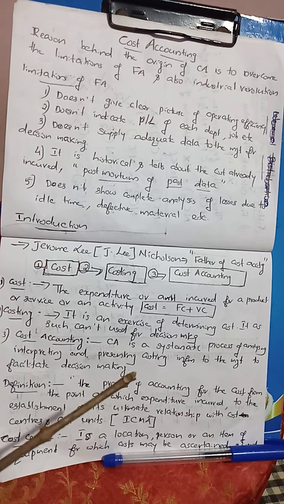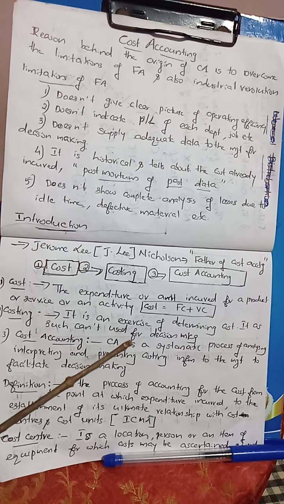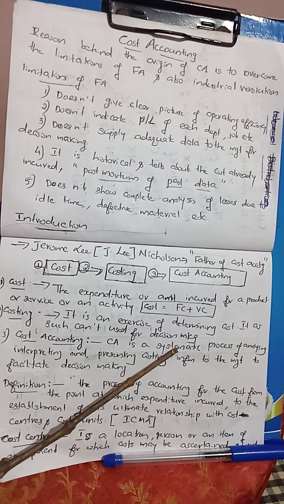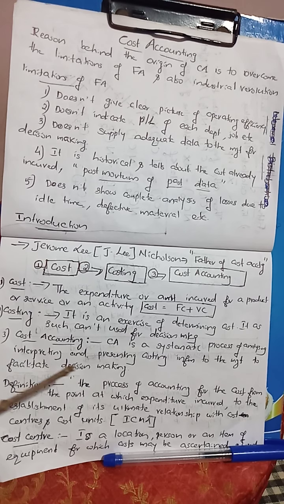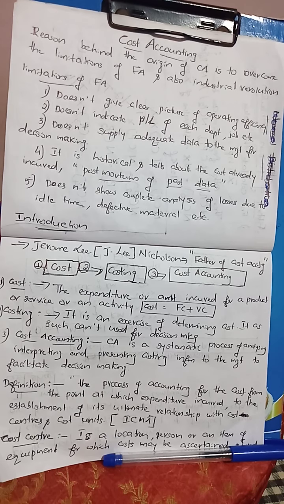Cost accounting is the combination of two words, cost plus accounting. Coming to the meaning of cost accounting: cost accounting is a systematic process of analyzing, interpreting and presenting costing information to the management to facilitate decision making.